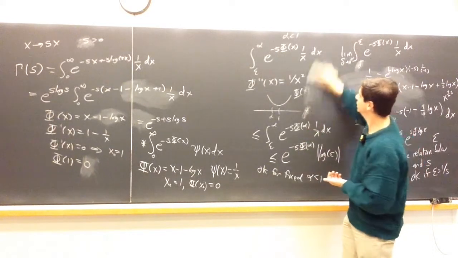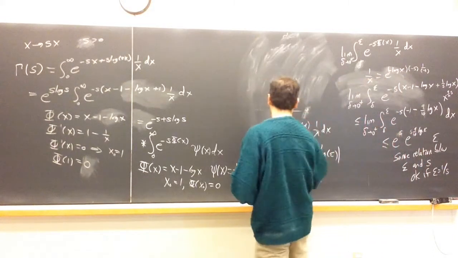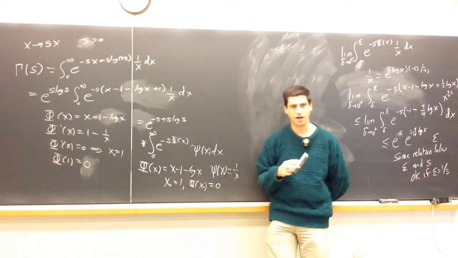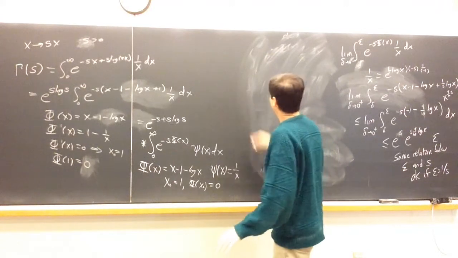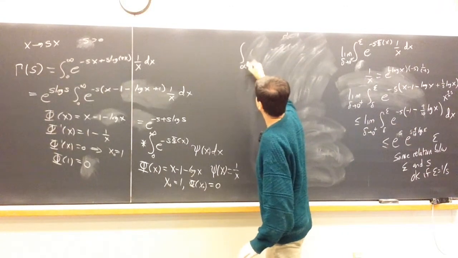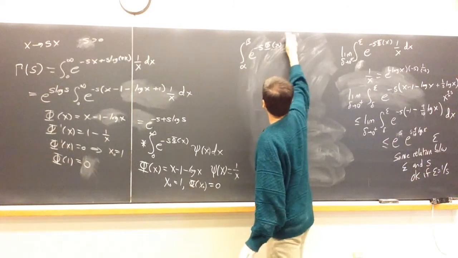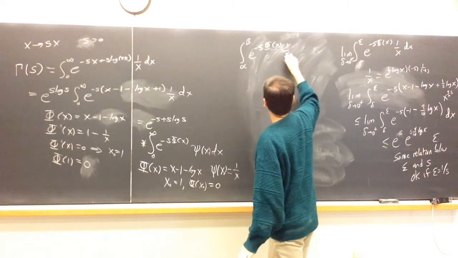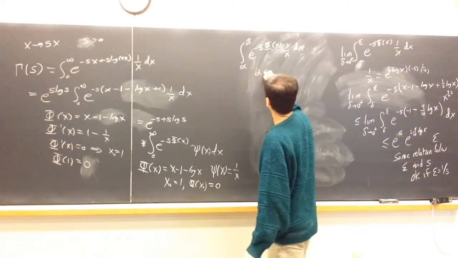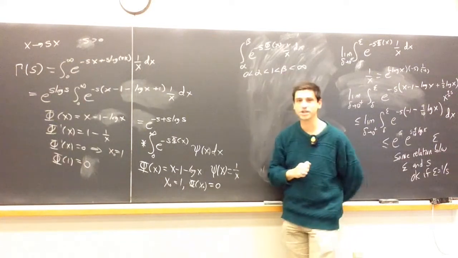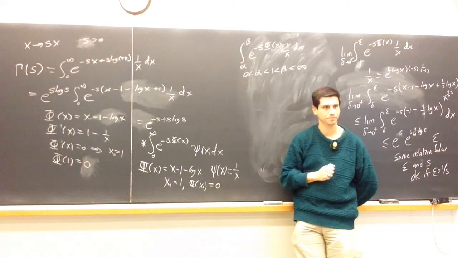Okay, now let's do the last part. So the last part is now we can assume we have some alpha and beta. And we can say we've reduced it to, we want to integrate from alpha to beta of e to the negative s phi of x, 1 over x dx, with alpha less than 1, less than beta, less than infinity. We're in some region like this. And this is where we want to say we essentially have a normal distribution.